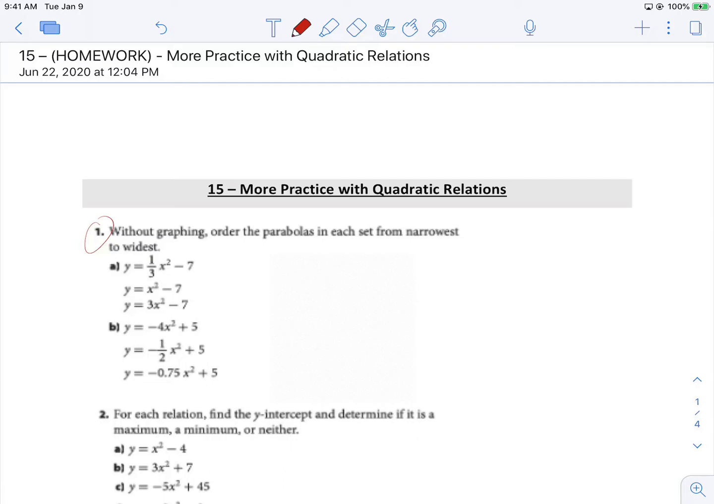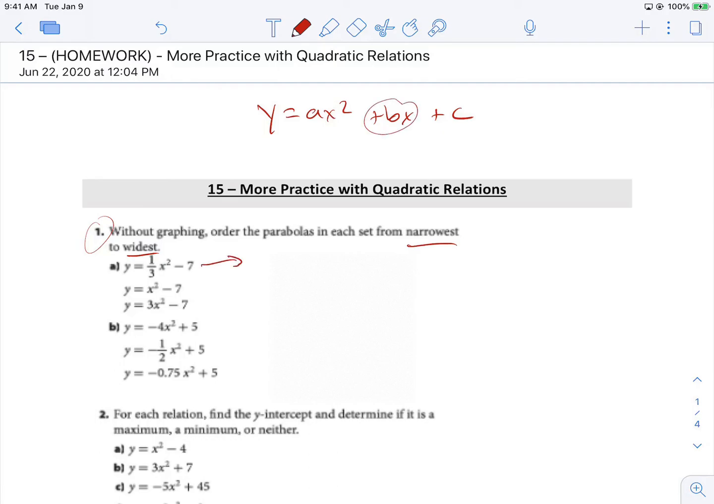Okay, we're going to get started just taking a look at some of the solutions here. The first one says we want to order the parabolas in each set from narrowest to widest. And we have to look at it in the form y equals ax squared plus bx plus c. So all of these are kind of in this form. A lot of them are missing this little bx term.